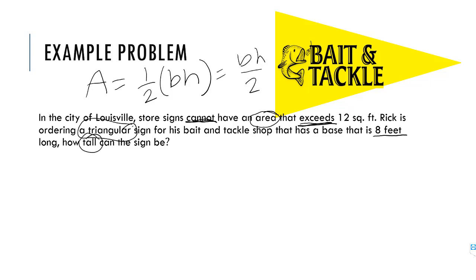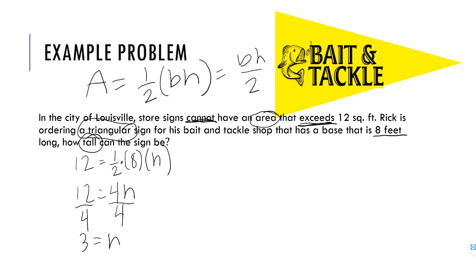All right, if we solve this with an equation first, we would take that formula and fill in the things that we already know. We know the area cannot exceed 12. We know the base is 8 feet. And we're trying to find the height. Right now I'm assuming that it's an equal sign. I just want to know what the height would be if it was 12. So, solving this equation, I'd have 12 is equal to 1/2 times 8 is 4, and we have the h left over. And then we'll divide by 4, and we get h is equal to 3.